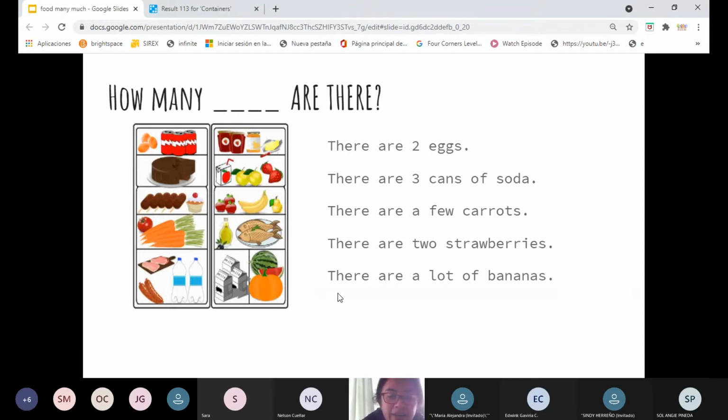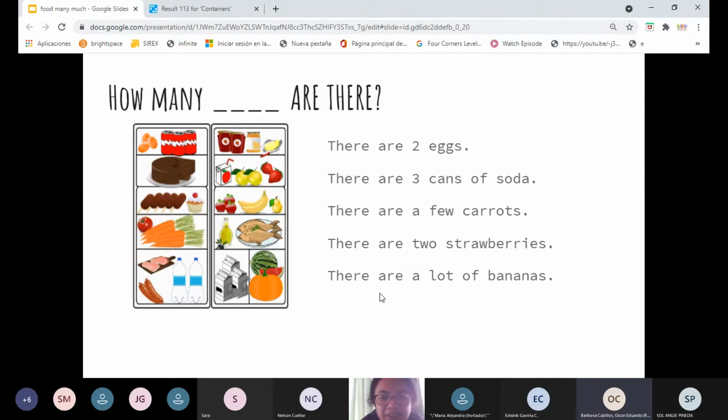And here we have, guys, there are a lot of bananas. What would be the question? What's the question there, guys? How many bananas are there? Okay, go on, Oscar. Please repeat. How many bananas are there? Yes, remember the pronunciation? How. How. Okay. Please repeat the question. How many bananas are there?